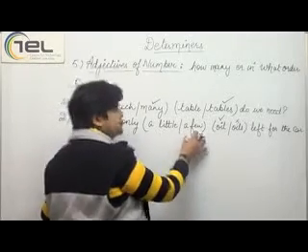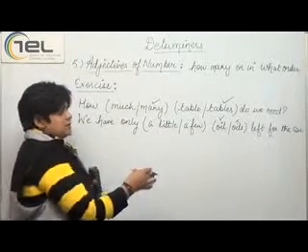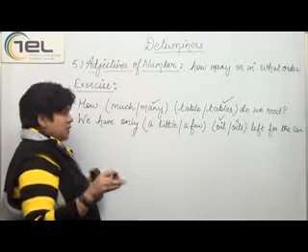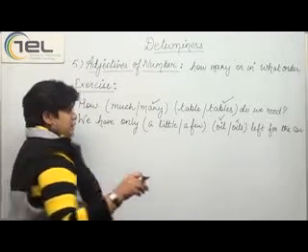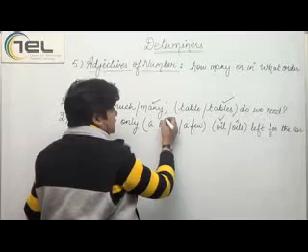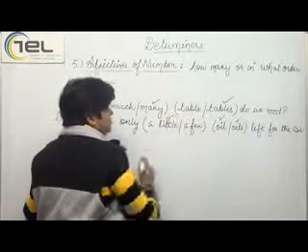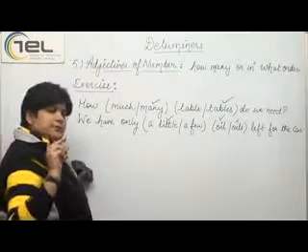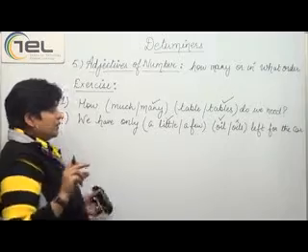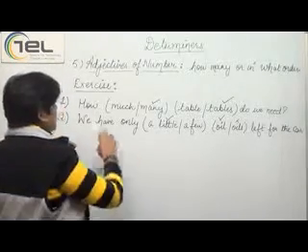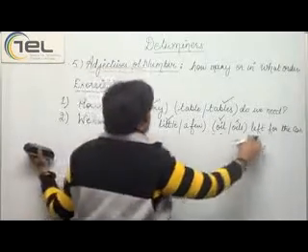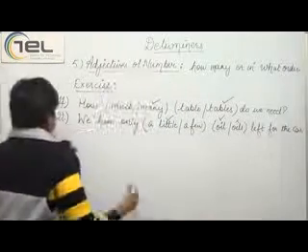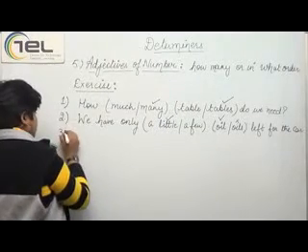Now few would be used with countable nouns, but oil cannot be counted. It can only be measured, right? So a little would be the right choice. A little means a very negligible amount of oil in it. So we have only a little oil left for the car. Now let's come to the third sentence.